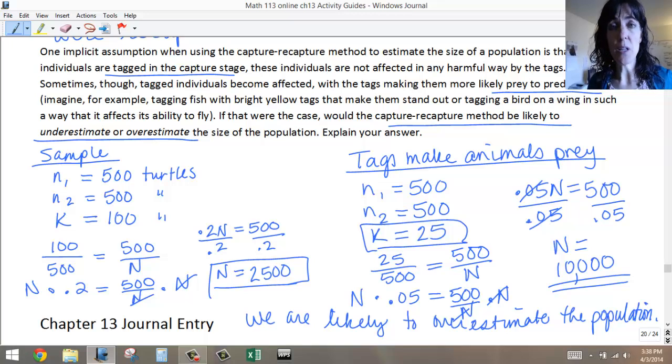Sometimes the problem is telling you, what if you get more tagged animals than you should because the ones who were captured are just friendlier animals. So you sometimes have that case too. So in that case, I would just bump my K up higher than it was when there was nothing wrong with the capture recapture. So it would maybe be 125 instead of 25. And then I recalculated and saw what the population would be if there was a problem where my tags were causing my animals to be preyed upon more often.